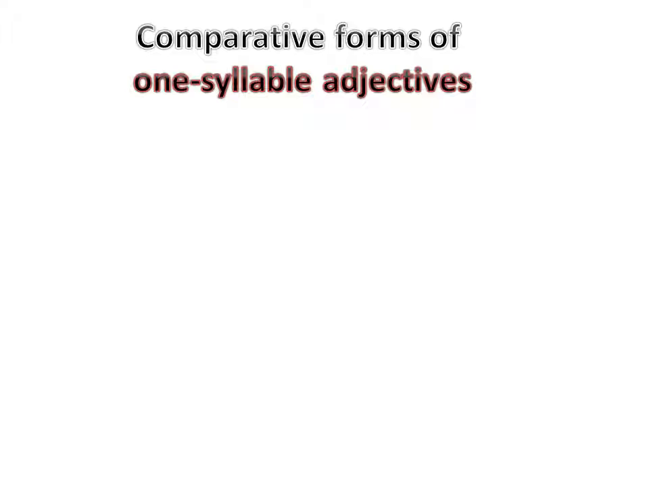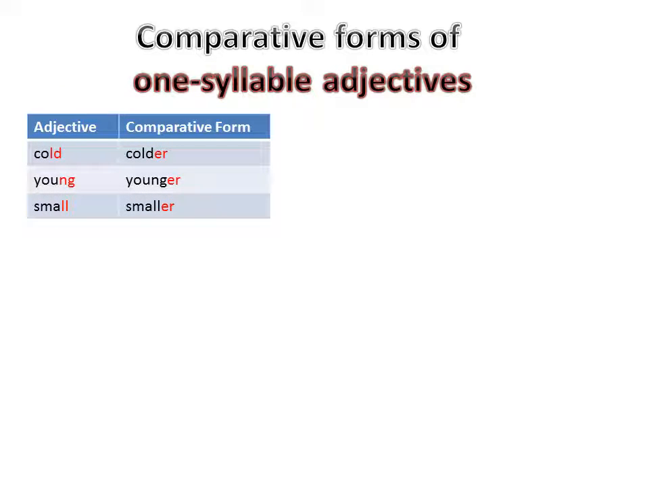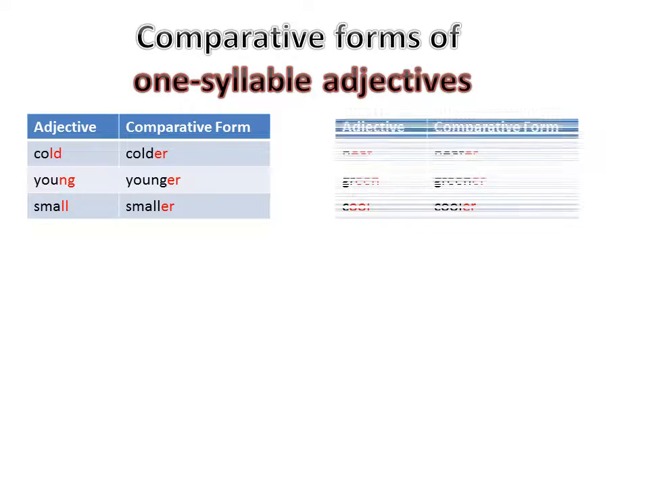Okay, now let's look at our comparative forms of one-syllable adjectives. When we have a one-syllable adjective that ends in two or more consonants, all you need to do is add ER. So as we see, cold becomes colder, young becomes younger, small becomes smaller.